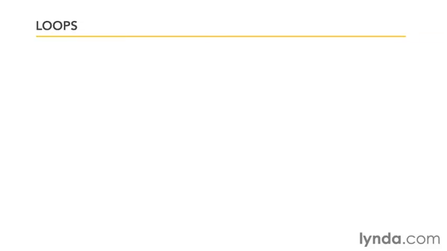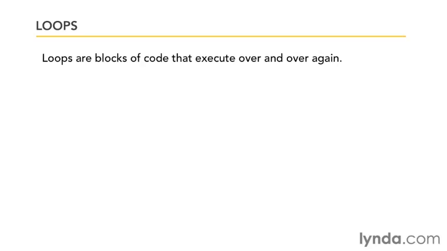Along with some pretty basic stuff like constants and enumerations and conditional statements and operators and expressions, loops are one of the most basic building blocks of any kind of programming language. Loops are essentially blocks of code that execute over and over again. And there's two different basic kinds of loops.